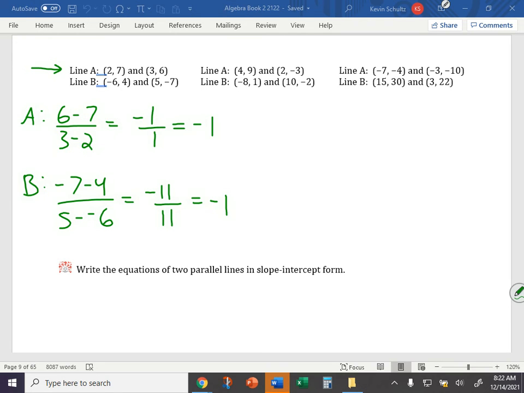This is a situation where you really have to make sure they're the same. So yes, these are the same. Therefore, the lines are parallel. Work must be shown here. You've got to show me how you're finding the slope for each of them. It is required. So for credit for the homework tomorrow, make sure you are showing work.